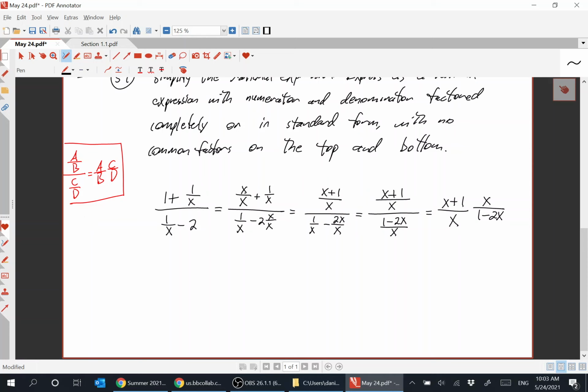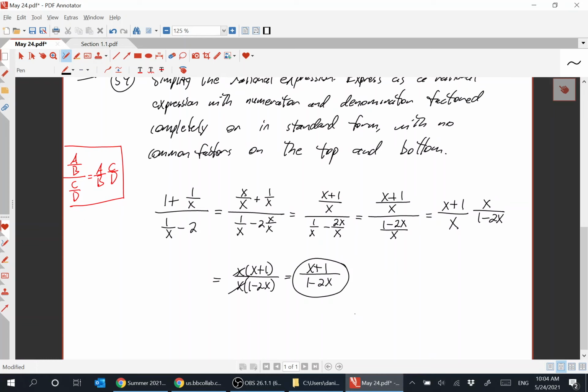Cancellation. What cancellations do I have? You can take it another step. You can write it like this: x times x plus 1 over x times 1 minus 2x. Common factor of x on the top and the bottom, and that goes away. And there we go. And at this point you could have maybe some common factors on the top and the bottom, so you have to factor the top and factor the bottom and cancel out more common factors if it wasn't already factored completely, but that's not the case with this one because the polynomial has degree 1, so it's not going to factor anymore.